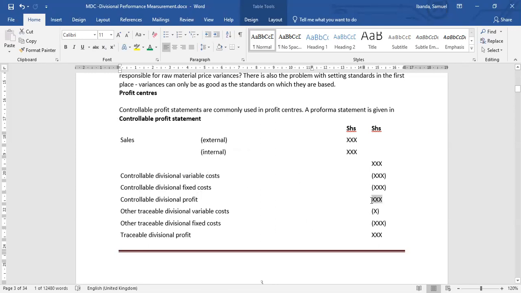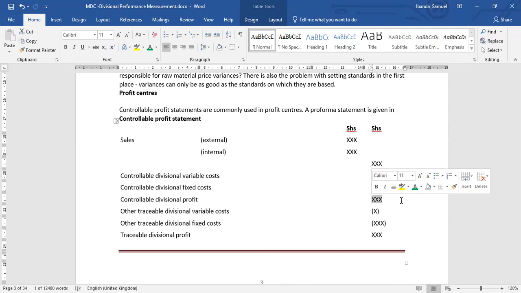Then we get what we regard as our controllable divisional profit. The one I've highlighted is the profit on which we shall evaluate the manager. After looking at the controllable divisional profit, we also have what we call the traceable divisional profit. The traceable divisional profit is used to evaluate the performance of divisions.